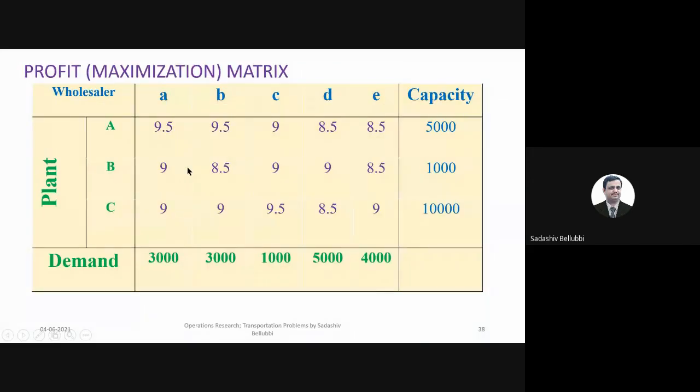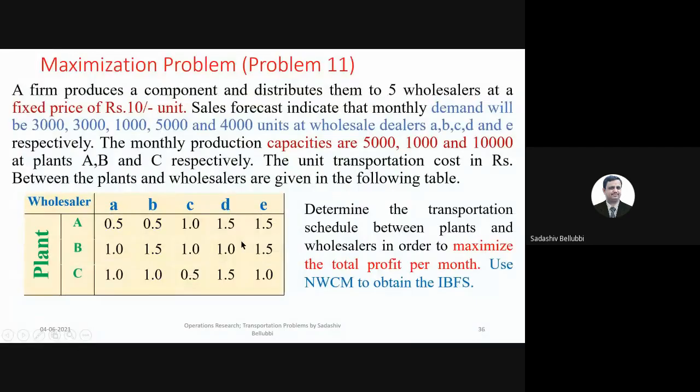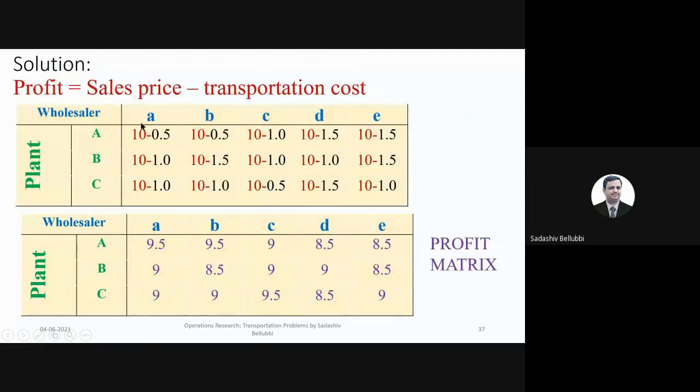Okay, that's why you need to write. In the problem statement, they are given 0.5, 0.5, 1, 1.5, 1.5. So everything is given here. These values we need to deduct from the sales price, because then only we'll get the profit matrix. Just write this first matrix, and the second matrix is the answer of that.